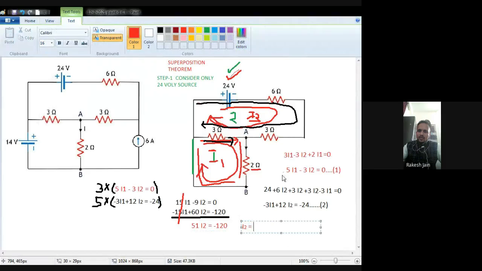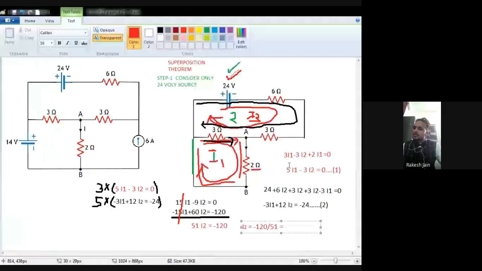Okay, now see what is the simplification of this. How many I1 are there? Only 3I1 is there, so minus 3I1. Okay, how many I2 is there? 3I2 plus 3I2 plus I2, 6, 12I2. So this one is 12I2.